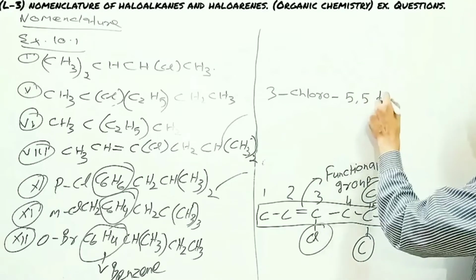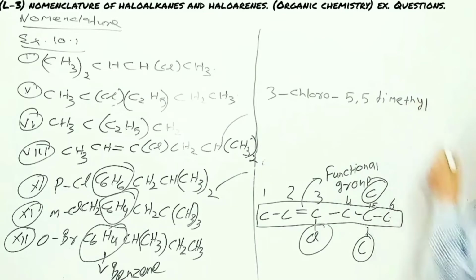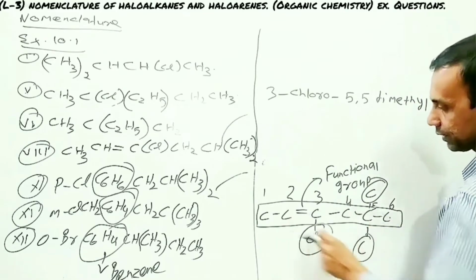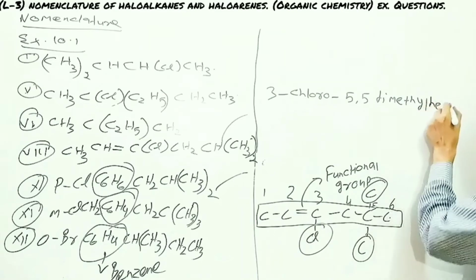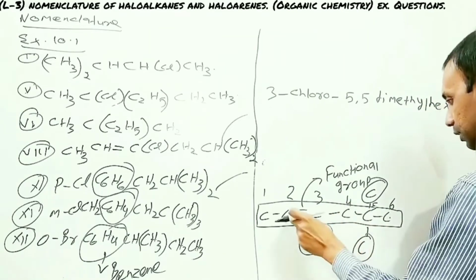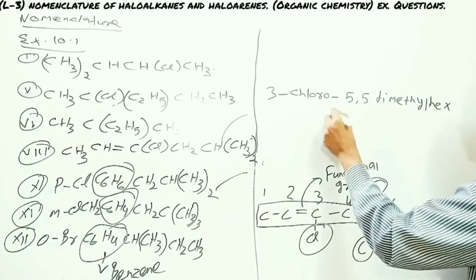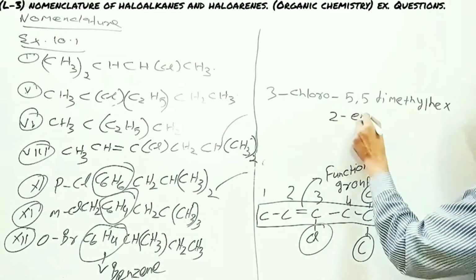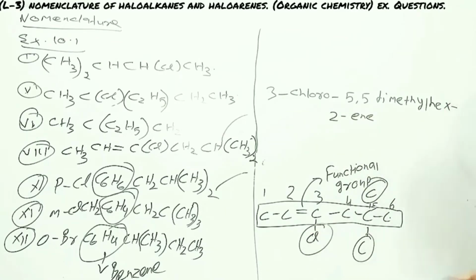5 dimethyl, right? And then you got nothing left. So 1, 2, 3, 4, 5, 6. So it's called hex. Hex represents 6 carbon, but you have a double bond on the second carbon. So I'm writing hex-2-ene. So this is the IUPAC naming for this particular example.